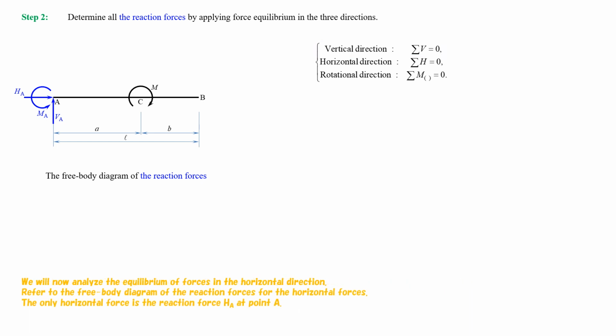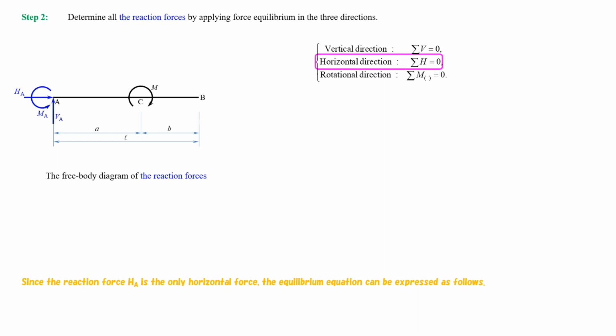We will now analyze the equilibrium of forces in the horizontal direction. Refer to the free body diagram of the reaction forces for the horizontal forces. The only horizontal force is the reaction force HA at point A. Since the reaction force HA is the only horizontal force, the equilibrium equation can be expressed as follows.